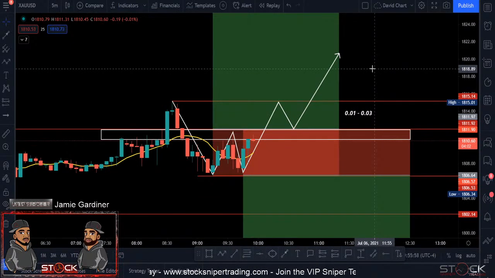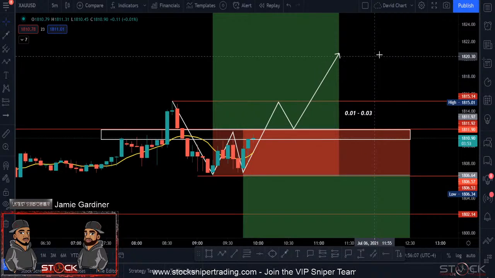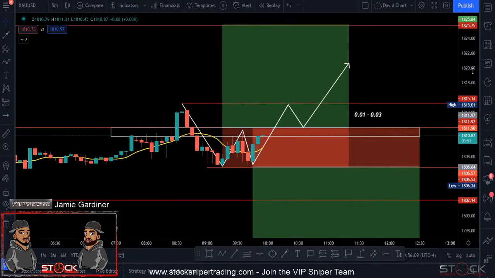Okay, I have to step out for a couple of seconds, I just have to use the washroom. So I'm going to leave this chart going. What I want you to do is just be patient and wait for it. I'll be back before the next candle.